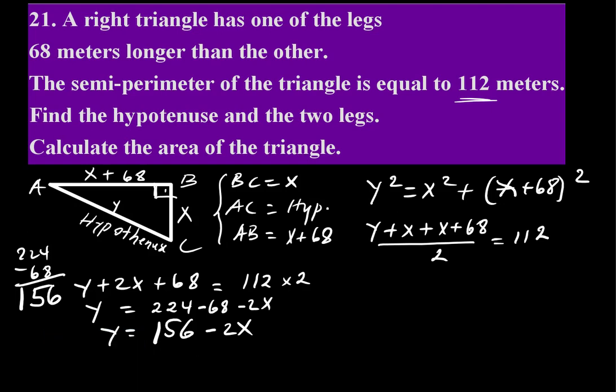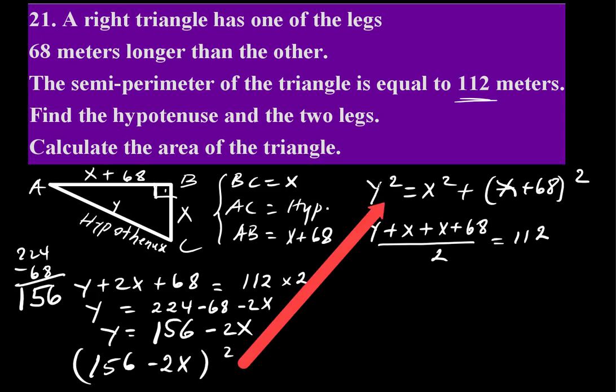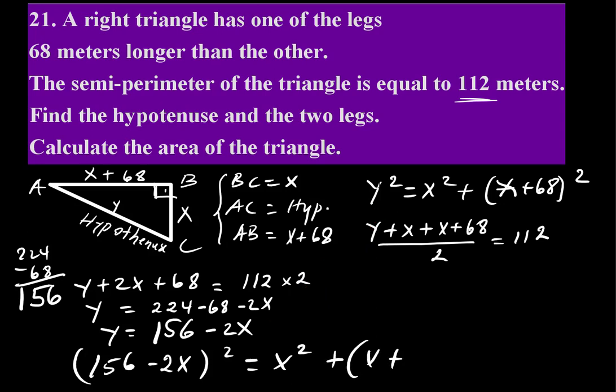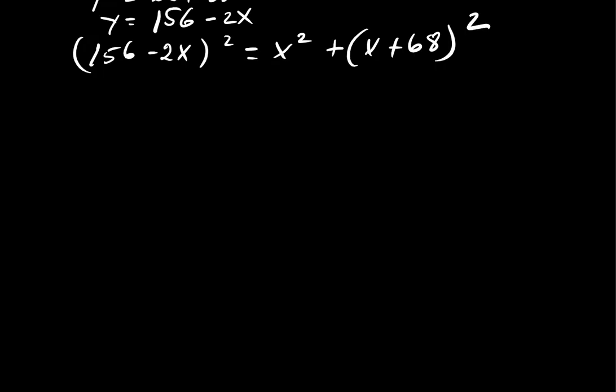Now if we replace the y by its value here, we get a new equation saying that 156 minus 2x, all squared, is equal to x squared plus x plus 68 squared, and this is what we are going to solve. Okay, let's go and calculate these two parts.